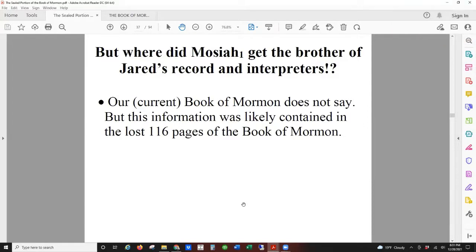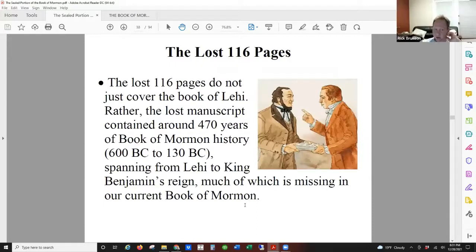So just to recap here, the lost 116 pages do not just cover the book of Lehi. That's a misconception that we in the church have fallen victim to. It contained more than just the story of Lehi. Rather, the lost manuscript contained around 470 years of Book of Mormon history, if you can believe that. It covered from 600 BC to about 130 BC, in the middle of King Benjamin's reign. That's a lot of time.